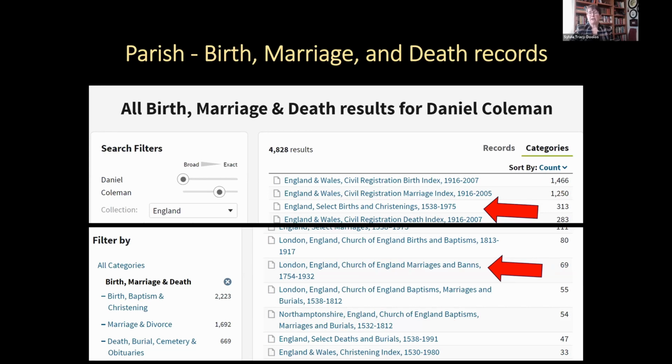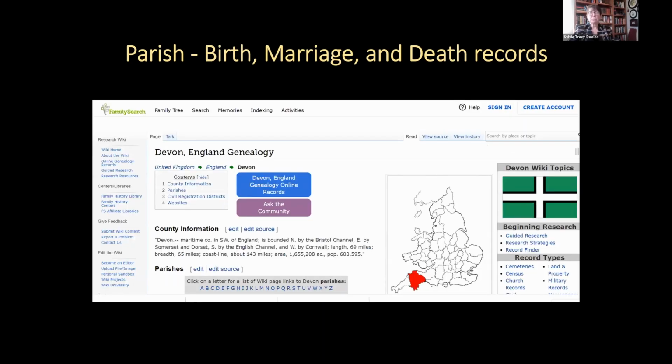The London marriage and banns records beginning in 1754. There's a Church of England baptisms, marriages, and burials beginning in 1538. There's a 1530 England and Wales christening index down here at the bottom. So these are all considered parish records, and they are invaluable when you're researching your British Isles ancestry.